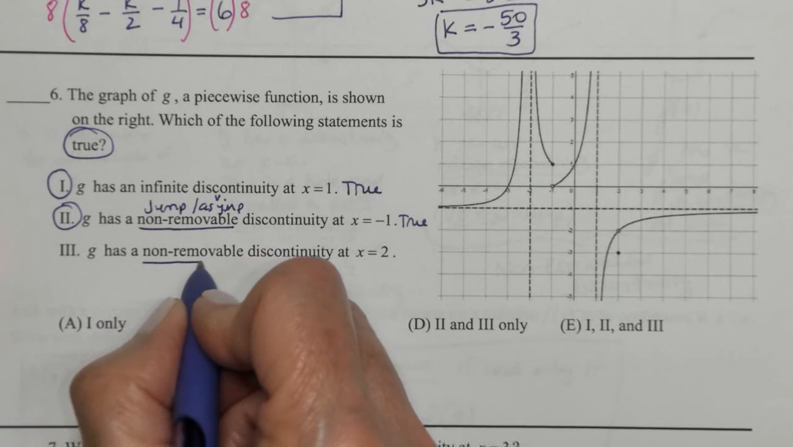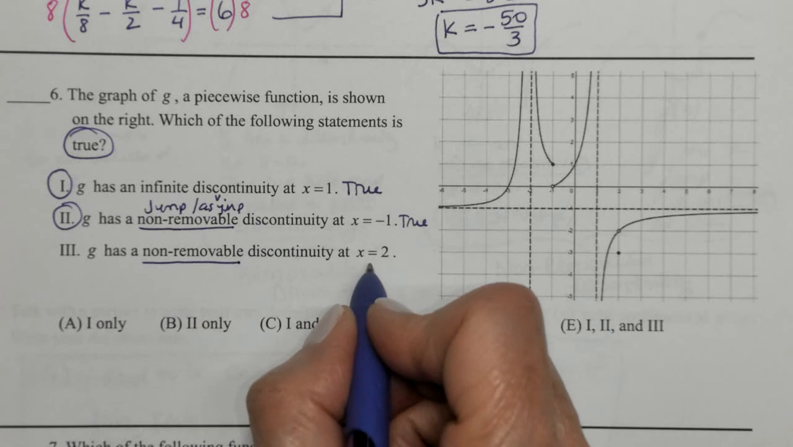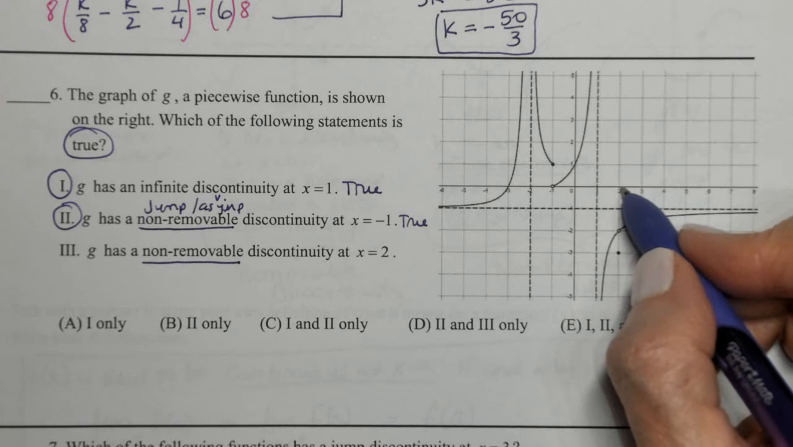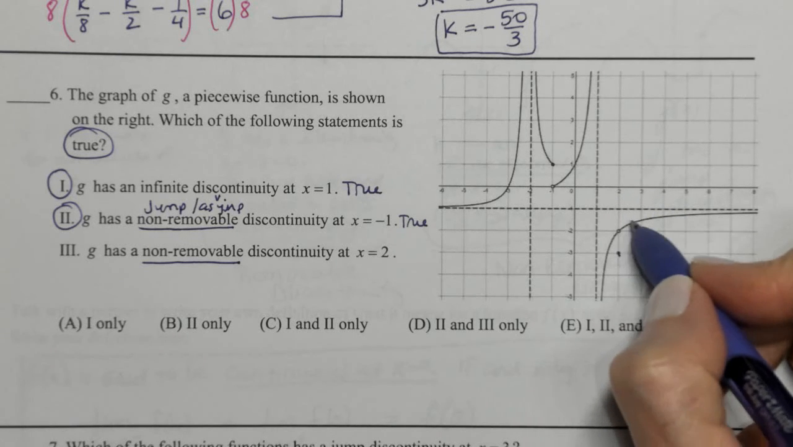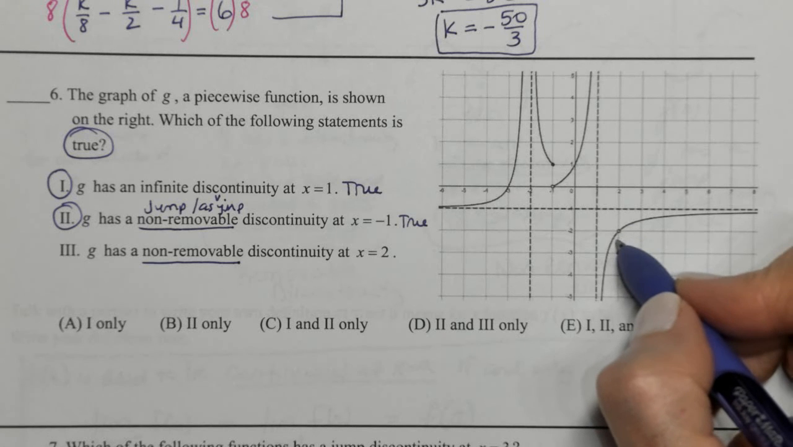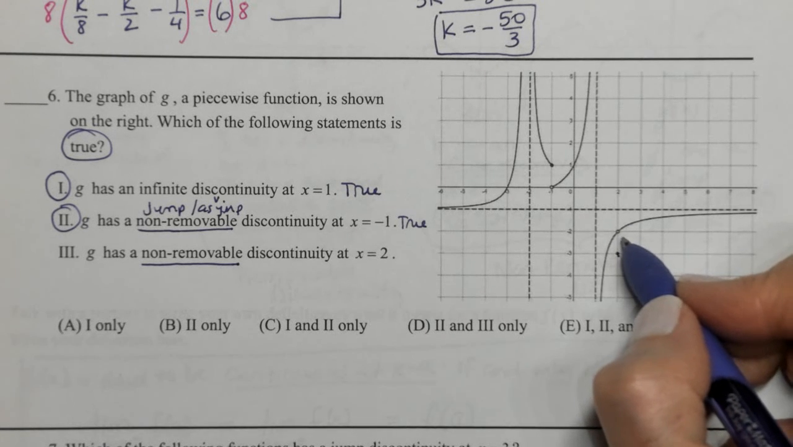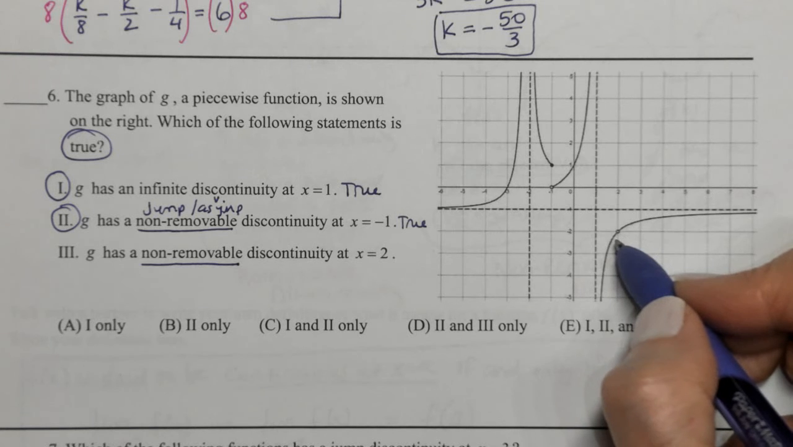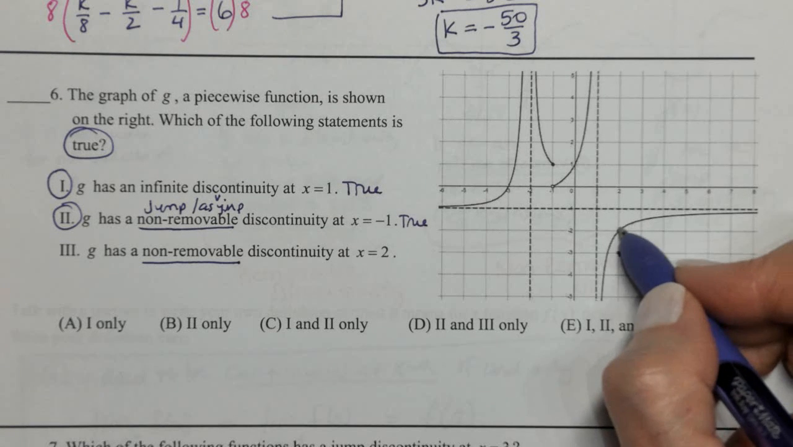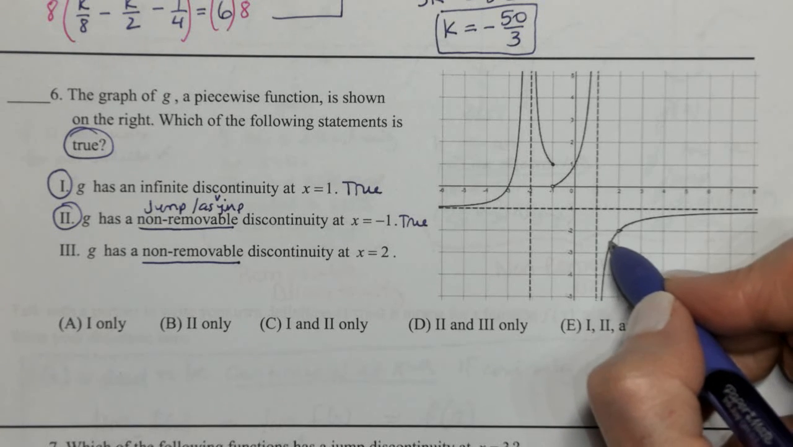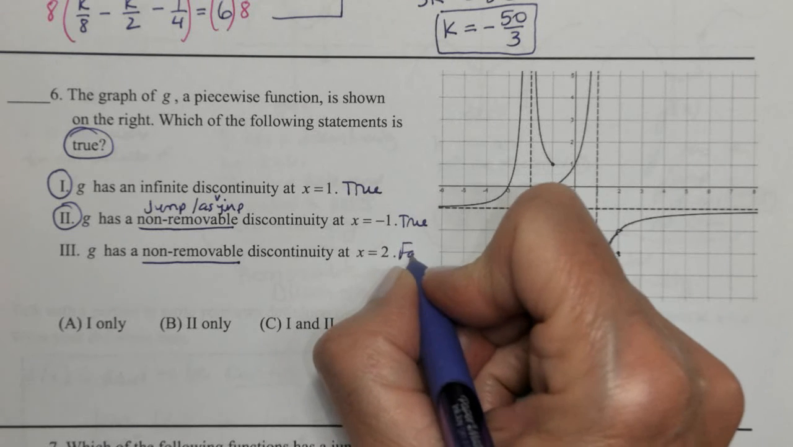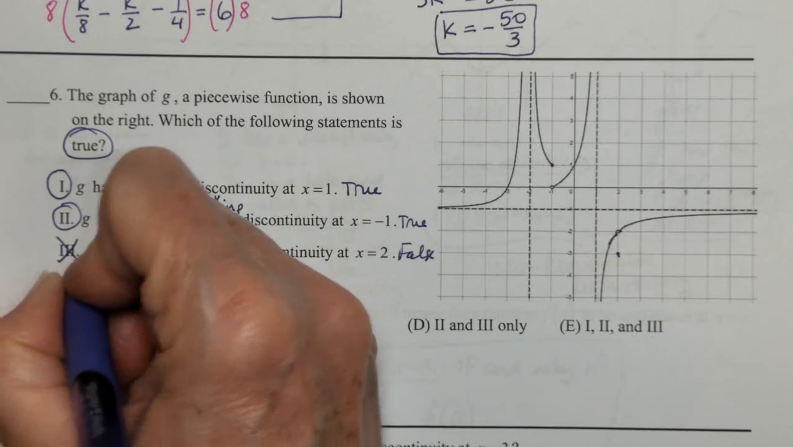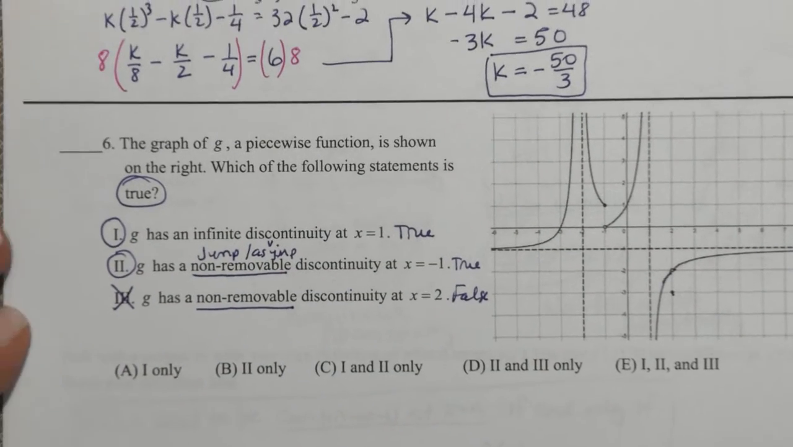Do we also have a non-removable discontinuity at x is equal to 2? Well, at x is equal to 2, there's our curve, there's our point. Do we have a non-removable discontinuity? That would be a jump or an asymptote? No, we do not have a jump. The limit exists. The limit from the left is equal to the limit from the right. We only have a hole. This is false. So only 1 and 2 are true.